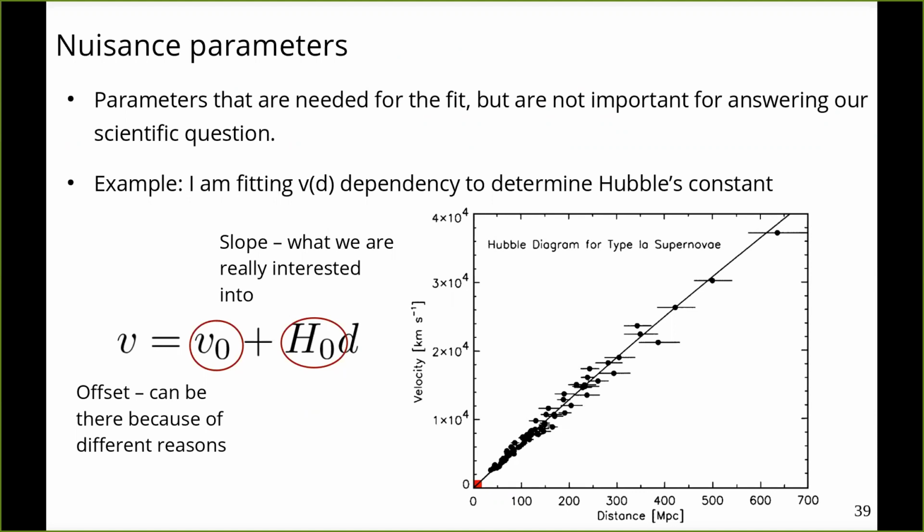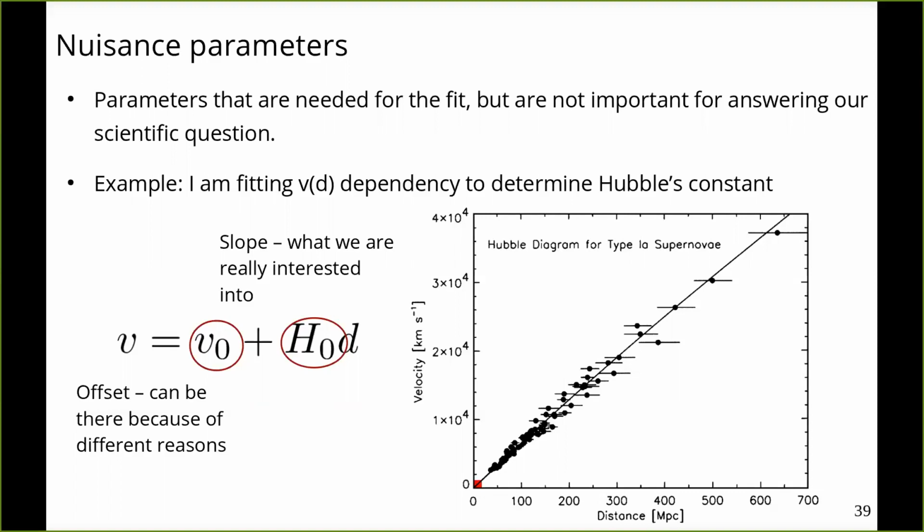So let's consider a simple example where we assume a linear relationship between the distance to a supernova and its radial velocity with respect to us. In principle, the theory predicts that the velocity of the supernova should be linearly related to the distance, and I've also added an offset here. This offset can be here for a number of reasons. It can be because my calibration is not perfect, because the Earth is moving systematically and I'm not taking that into account, and so on.